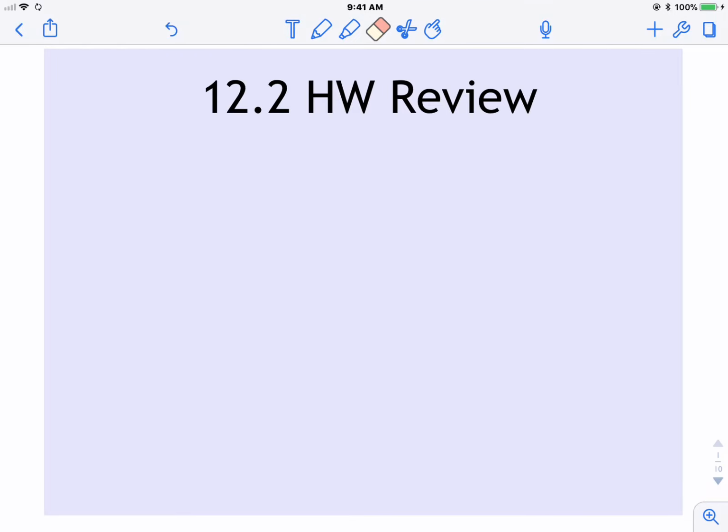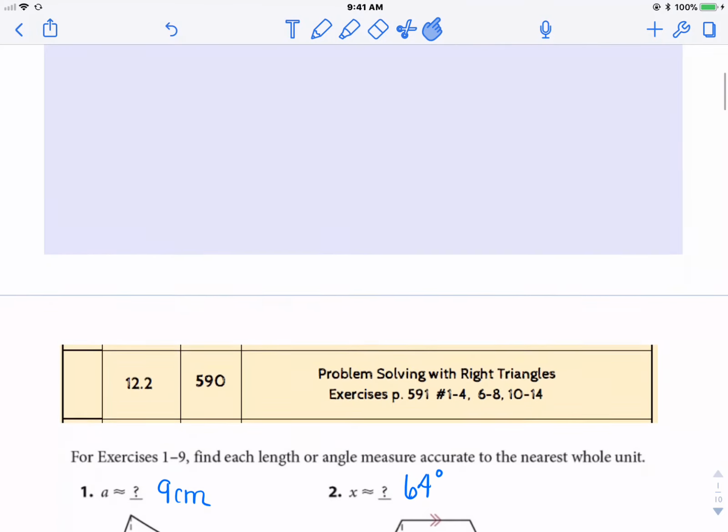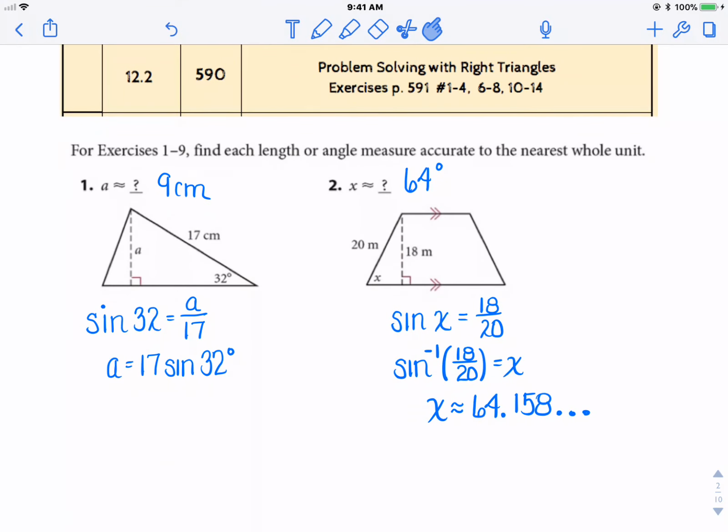This is the homework review for 12-2. You will pause the video at different places where you need to calculate or try something after looking at a setup. So your assignment from 12-2 was listed 1 to 4, 6 to 8, 10 to 14. And as you complete the exercises, you want to be sure that you're using the correct trig ratio, and you want to be sure that then you're getting correct values from your calculator.